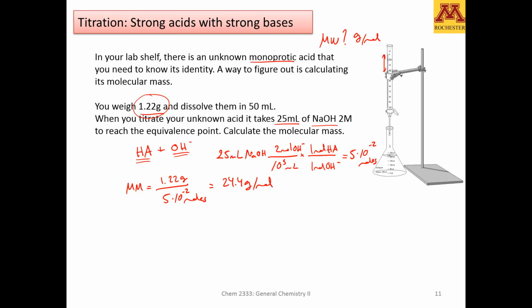This is definitely very low. I wonder if there's a problem with the numbers, but this is in general how you would calculate the molecular mass of an unknown. Of course, you go to the tables and see what acid would have this molecular mass, because it's very specific of that molecule, and therefore you could identify the identity of the acid.